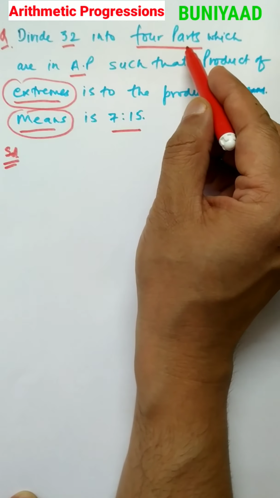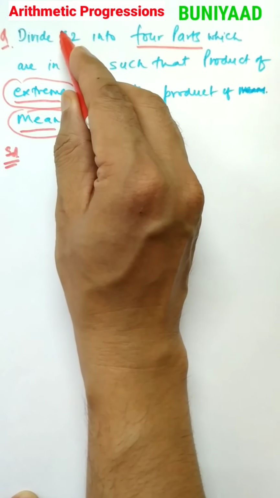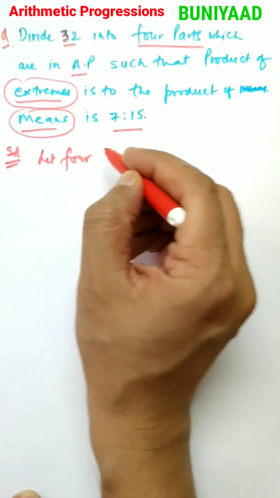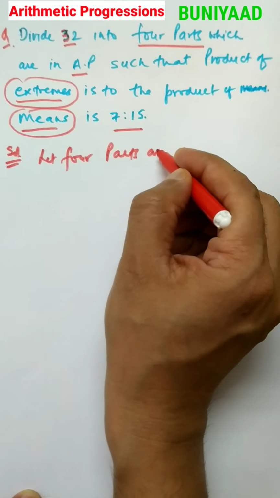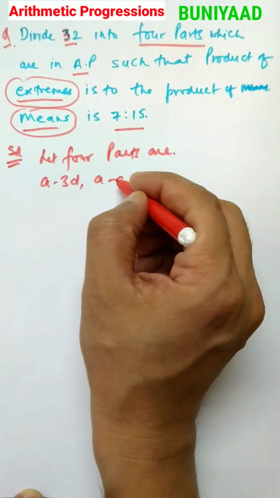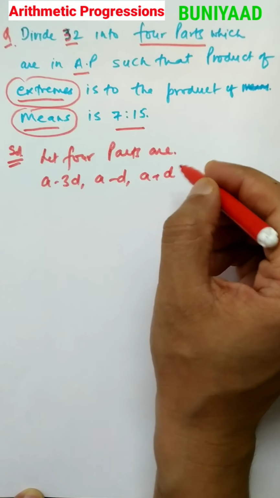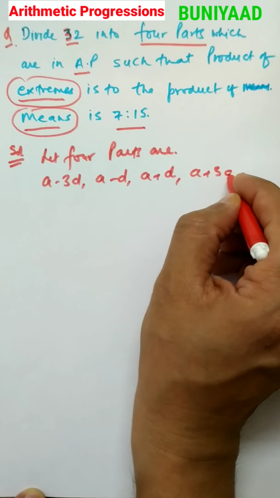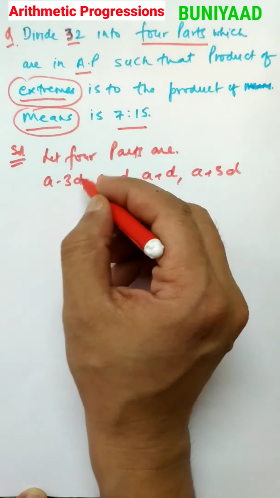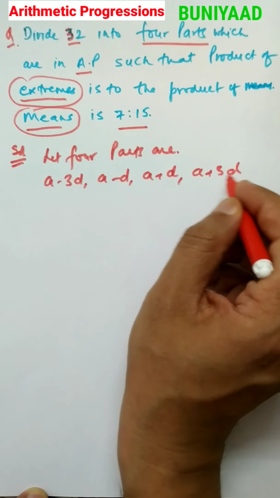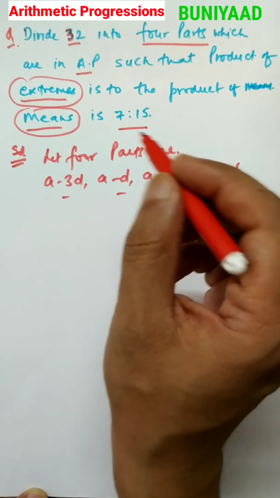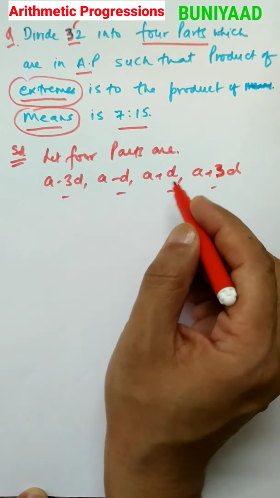Now we have to consider 4 terms and we have to divide 32 into 4 parts. So let the 4 parts be a minus 3d, a minus d, a plus d, a plus 3d. See what is their common difference? a minus d minus (a minus 3d) will be 2d. Same way their difference is 2d, so these terms are in AP. So if you have to consider 4 terms in AP and their sum is given, in that case these will be the 4 terms, right?